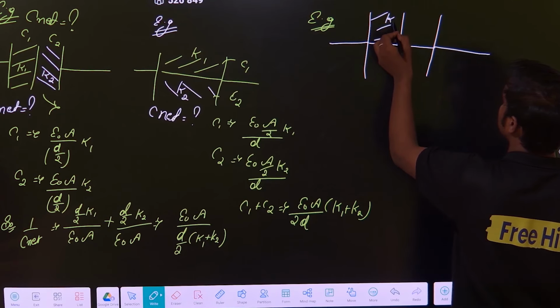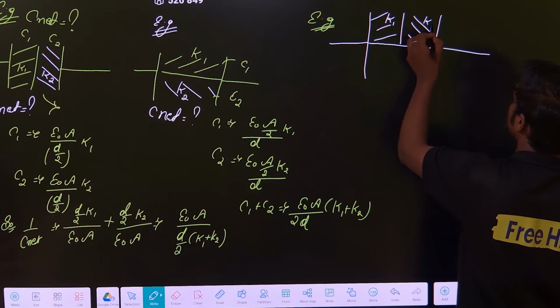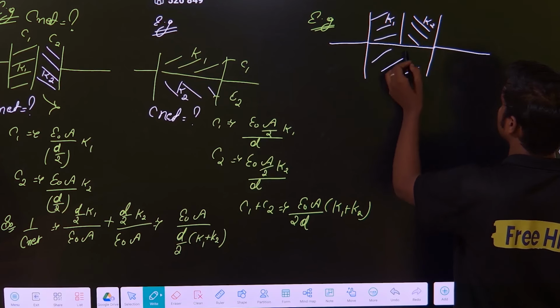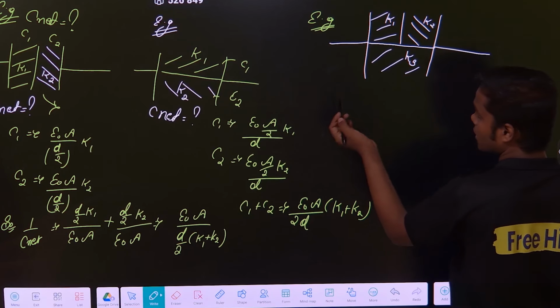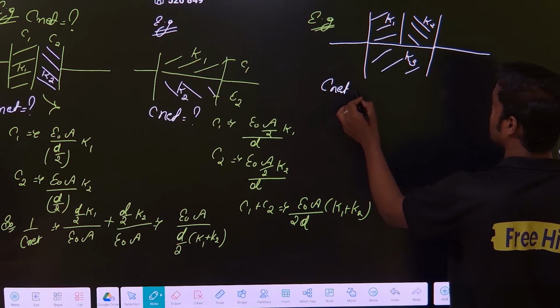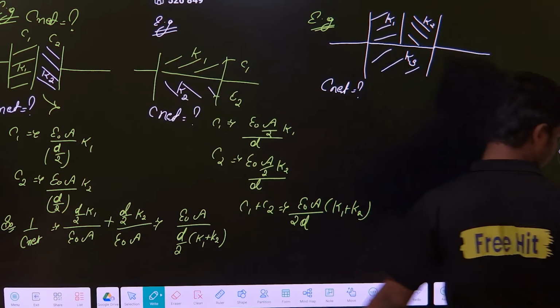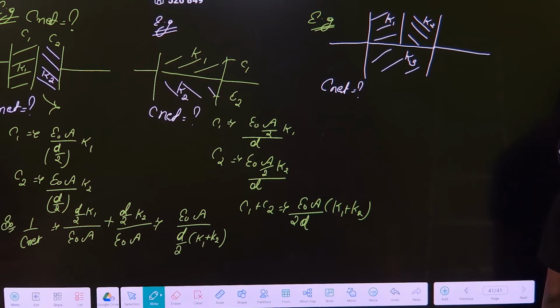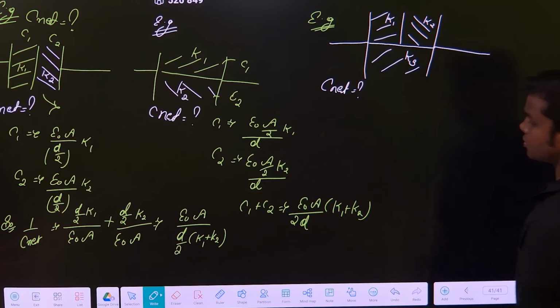Suppose this is filled with K1, this is filled with K2, and this is filled with K3. Again, my same question, what is C net? Tell me what is the C net value? Solve it and tell me fast. Okay, what is C net for this?